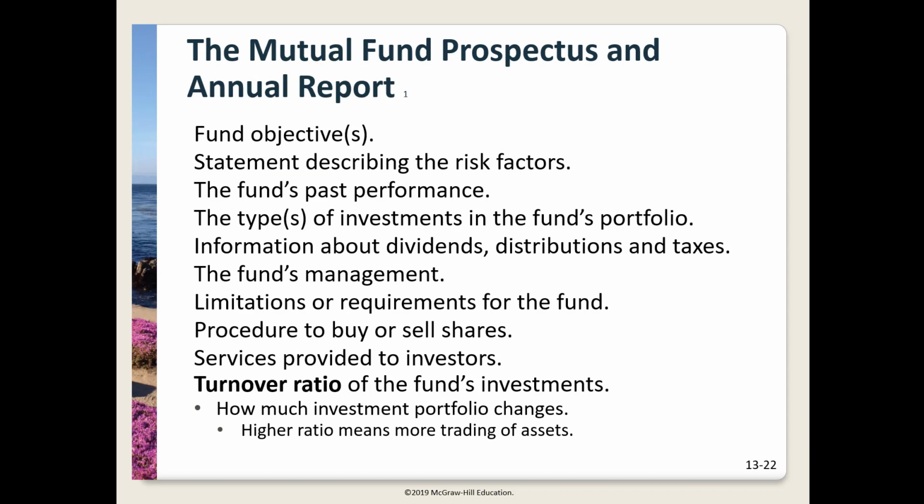The prospectus will include the fund's objectives, growth, income, a clear description of the risk factors involved, a recap of the fund's past performance over the 1-year, 3-year, 5-year, 10-year, and 20-year time frames, the types of investments in the fund's portfolio, information about dividends, distributions, and taxes, a profile of the fund's management, any limitations such as minimum investments, fees, and withdrawal options, how shares are bought and sold, other services available to investors, the fund's turnover ratio, meaning how much the fund trades during a year. Higher turnover, higher expenses.